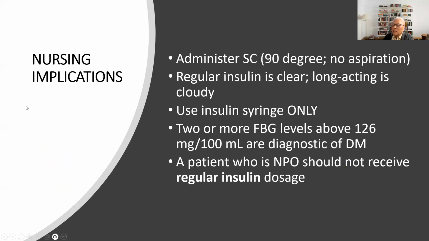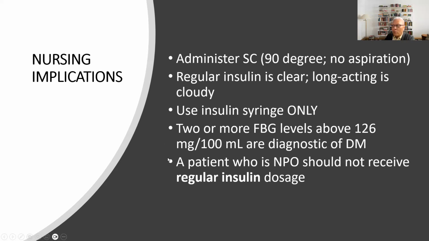And the other thing is that you should administer subcutaneously at a 90-degree angle, and there is no requirement for you to aspirate in order to check for blood, because if you do that, you might damage the subcutaneous tissue. So always just inject it as it is. Remember that regular insulin is clear and long-acting is cloudy. And we must never use any other type of syringe other than the insulin syringe.